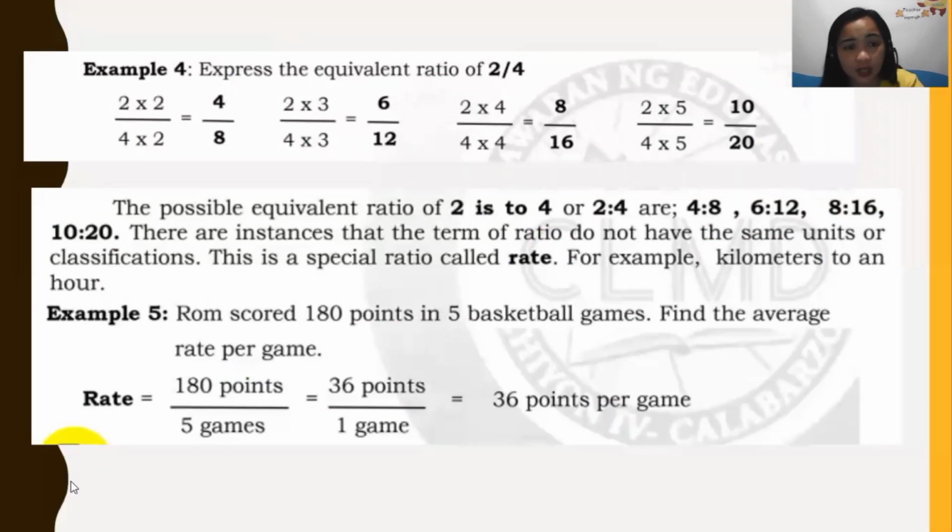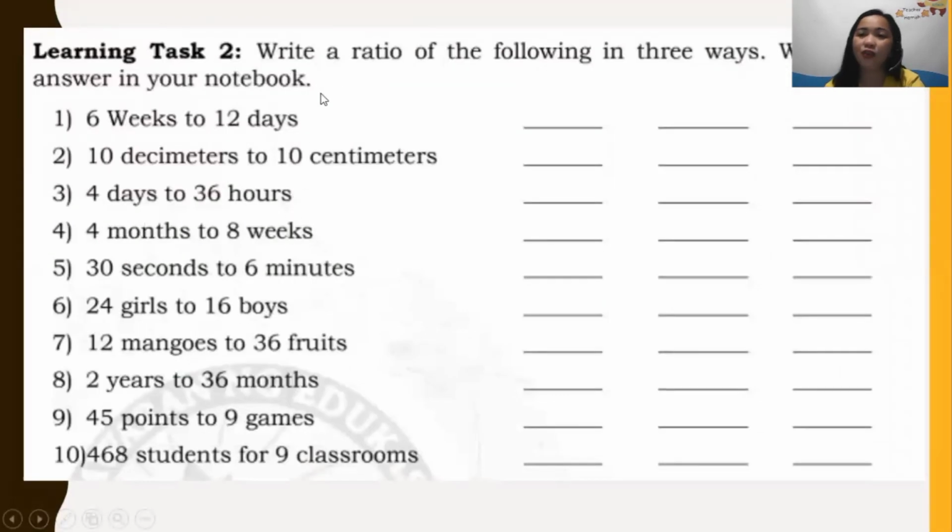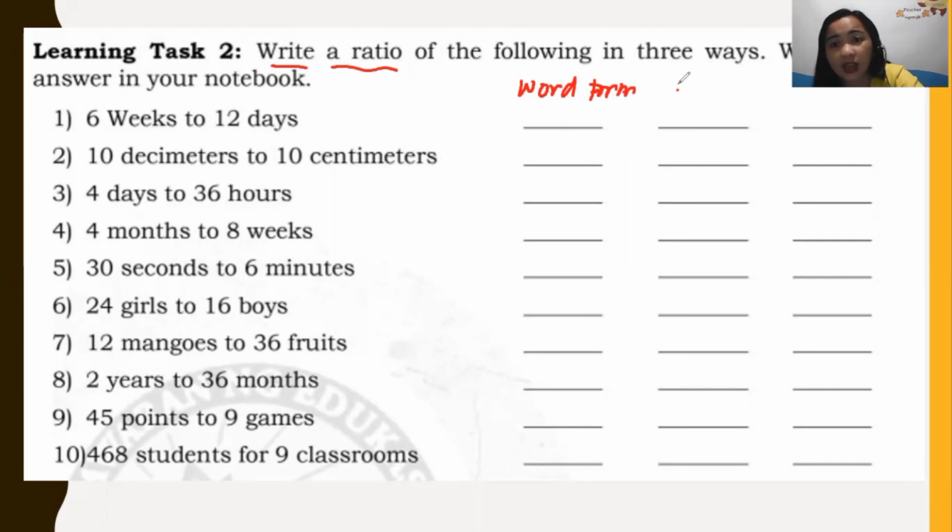Let's proceed to the next. In your module, you have learning task 2. The instruction: write a ratio of the following in 3 ways. Write your answer in your notebook. It's very easy. What are the 3 ways? Word form, colon form, and the last way is the fraction form.